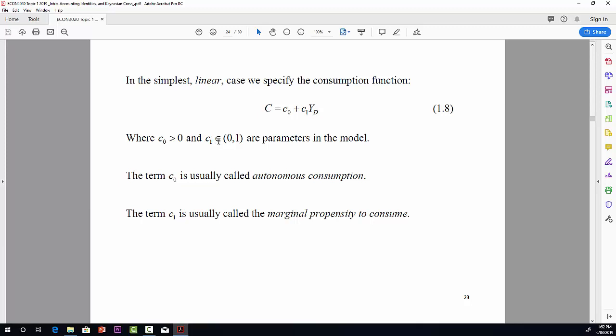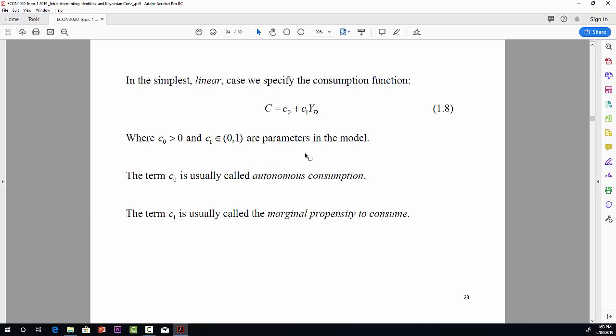Now C1 is assumed to be between 0 and 1. That's what this notation means. It's a little bit fancy, I suppose, the way it's written. This is saying that C1 is an element of the interval (0, 1). So it could be, for example, 0.5 or 0.8 or 0.1111, 0.999. They're all allowed, but not 0 and not 1.